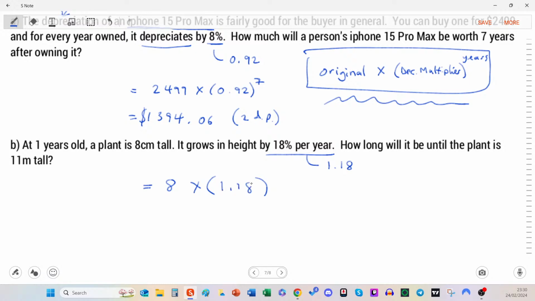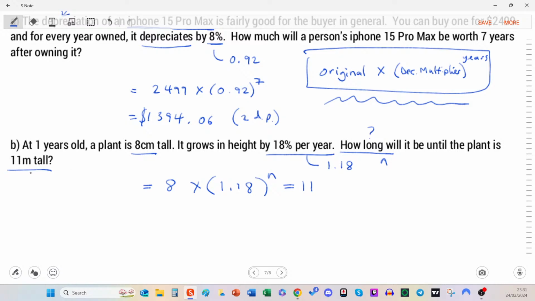1.18 is great. That goes in there, but when it comes to how many times you're going to do that, this is the thing that's left in the air. Like, how long? That's the thing we don't know. That's like x in this case, or let's use n because that's often used to represent how many. Until the plant is 11 meters tall. So we want to know what this value is so that we get 11. But it's not 11. We have to be very careful here.